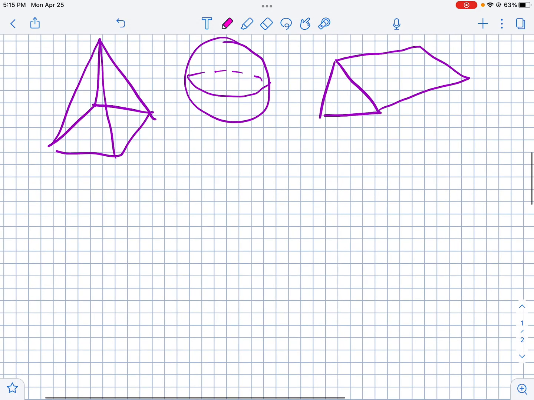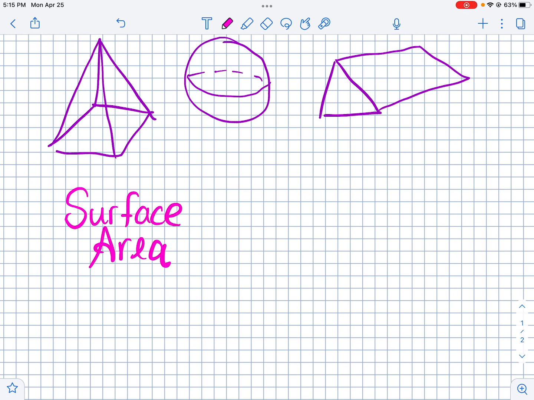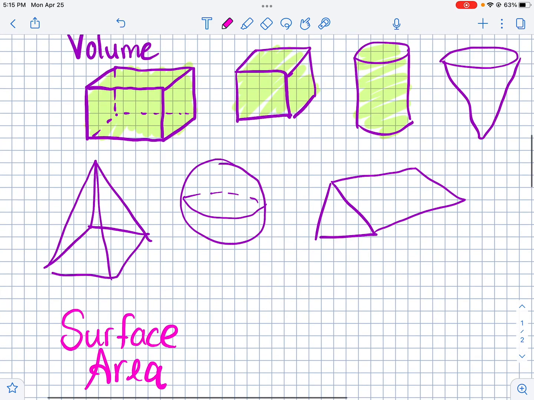And finally, we're going to also look at something called surface area. And the surface area of a shape is the area of each side. So if we looked at this rectangular prism, it's like the area of this side, and then the area of that side, and this top side, this bottom side, this side. And when we add up all the areas, that is the surface area of a shape.